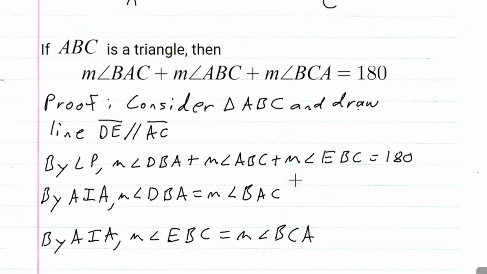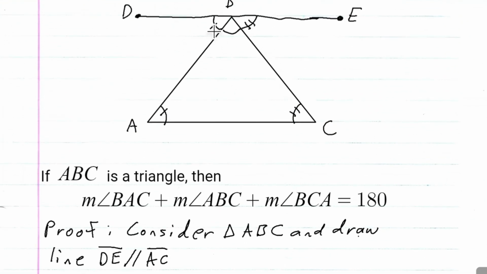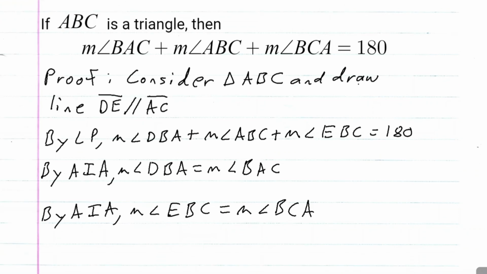So now we have exactly what we need. If this angle is the same as this angle, and this angle is the same as this angle, then this angle plus this angle plus this angle is 180, because this angle plus this angle plus this angle is 180. So all we have to do is use substitution here.